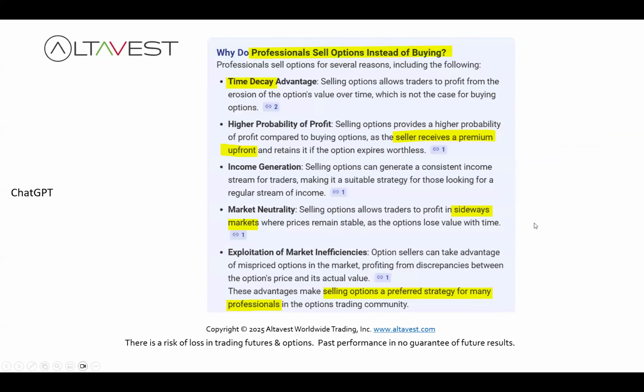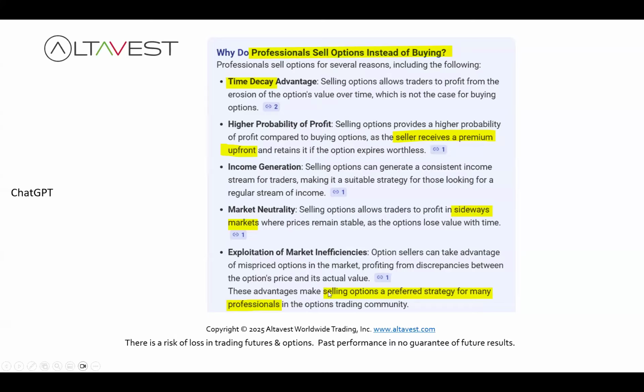Here's another thing. I just asked AI about option selling versus buying, and it points out all the advantages. Time decay, we just talked about that with theta. Higher probability of profit when the seller receives a premium up front. We're going to talk a bit more about that, and of course, that relates to delta. There are income generation strategies, and we're going to look at this too. Market neutrality: there are opportunities in even sideways markets. So the market doesn't have to drop or go up, it can go sideways, and there are option strategies for that. And also market inefficiencies.